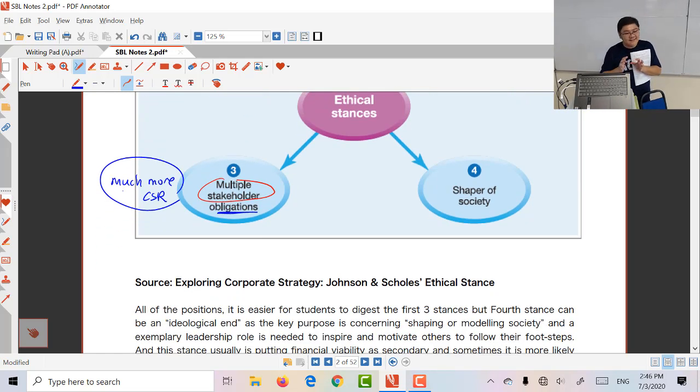Okay, so the whole idea of multiple stakeholder obligation is more CSR. Position four is very strange. It's called shaper of society. Try to guess exactly what that is. Teach people good things. Okay. Shape is to influence some people to behave in a certain way, which is right.